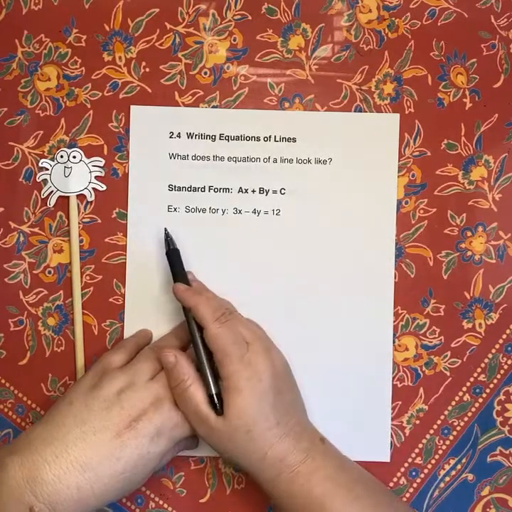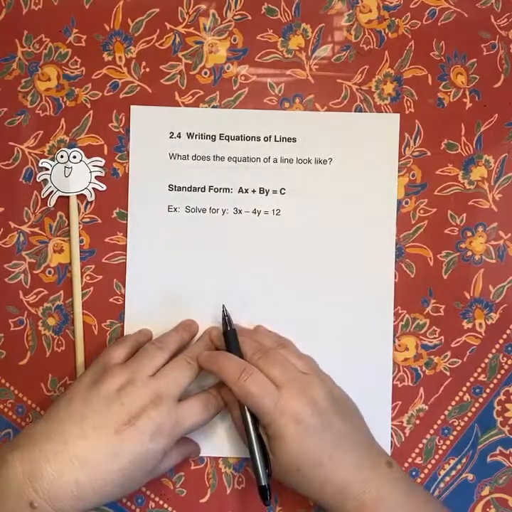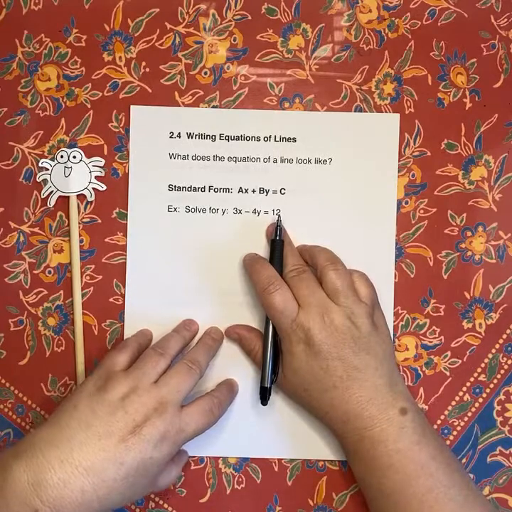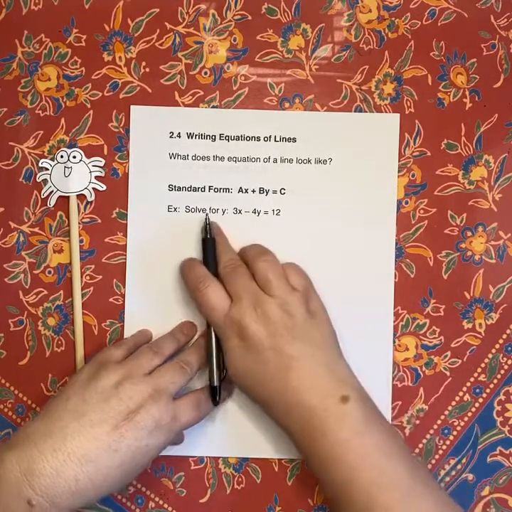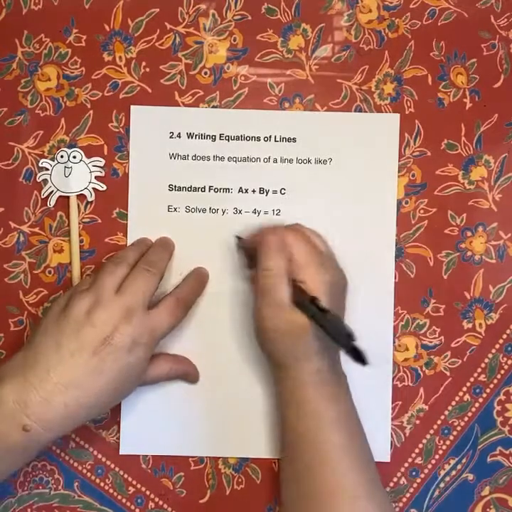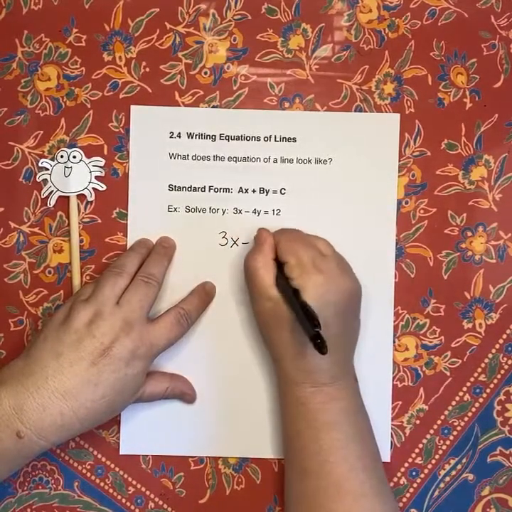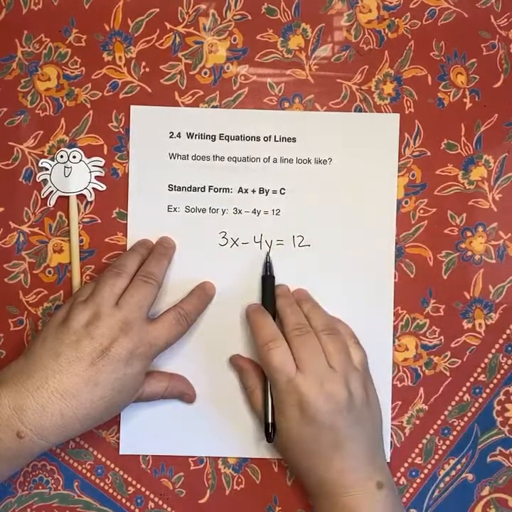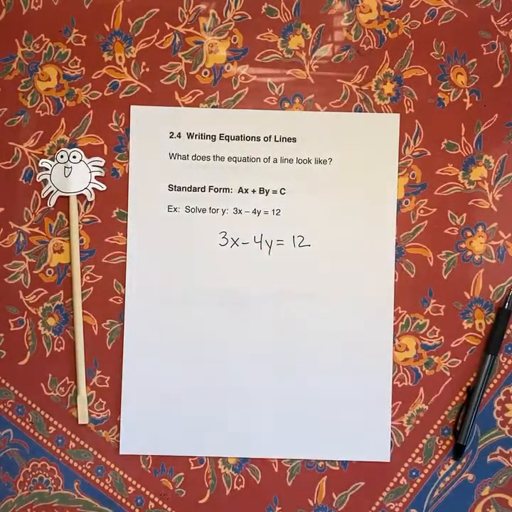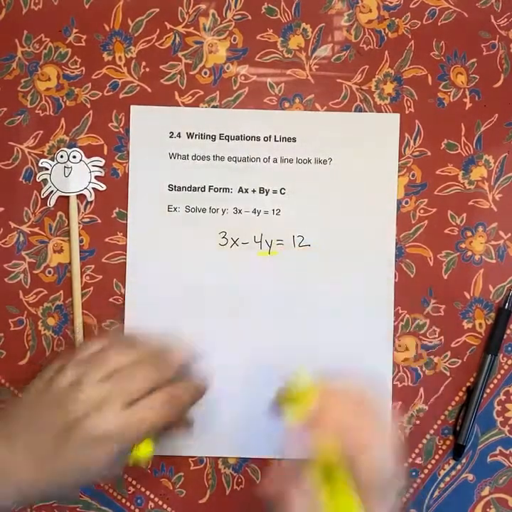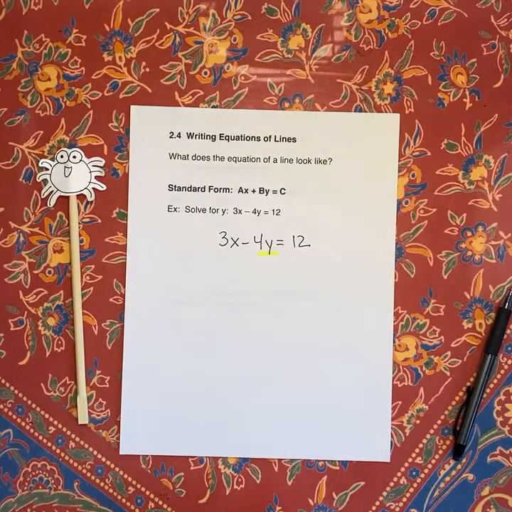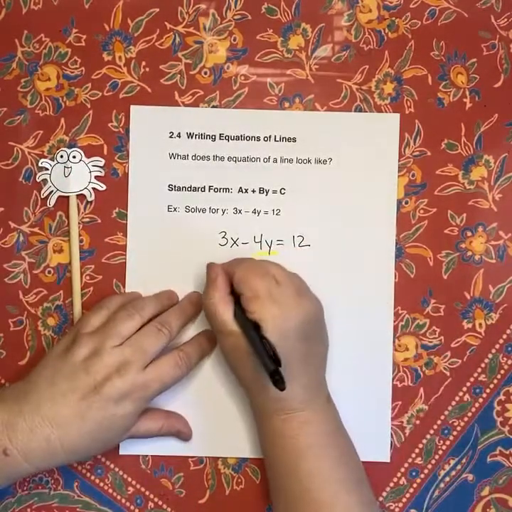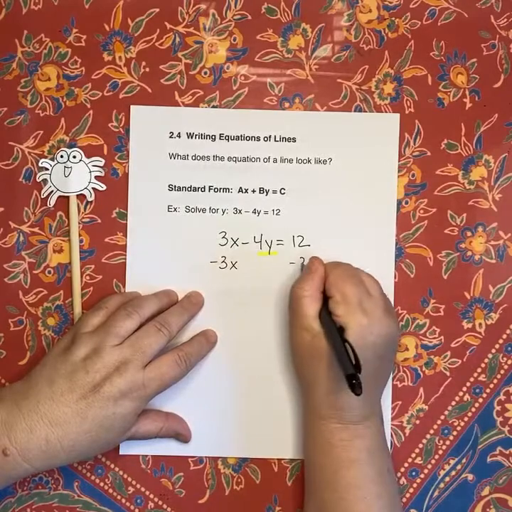So x and y on one side, number on the other side. And I'm going to say, yeah, this is interesting, but not really the most useful form for us. So I'm going to go ahead and solve for y. I've got 3x minus 4y equals 12. I want to solve for y. There's y right there. I'm happy to leave y on the left. Even though it's negative, it's not going to be terrible. We can handle this. So I'm going to go ahead and subtract 3x from both sides.